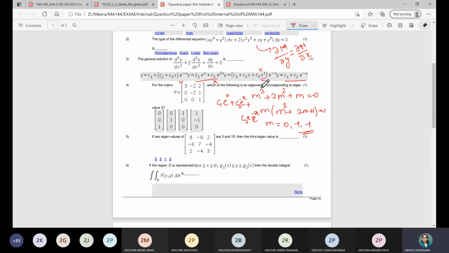So this cannot be, because the roots are already perfectly the complementary function or the general solution, since it is homogeneous one. So this is what the answer is.